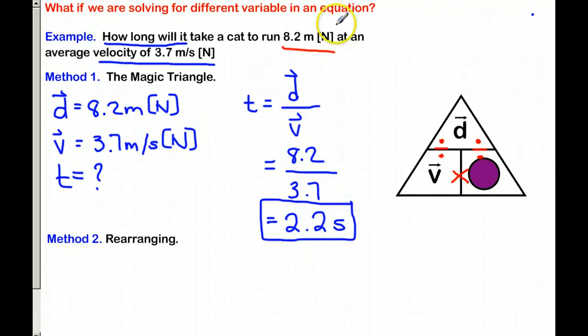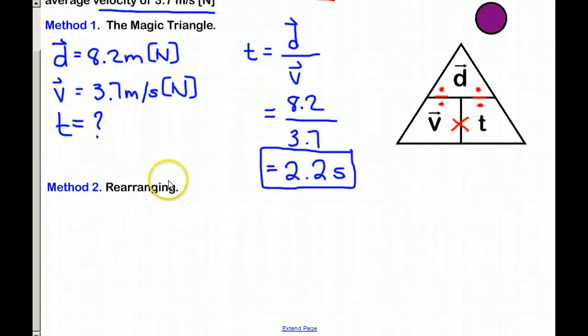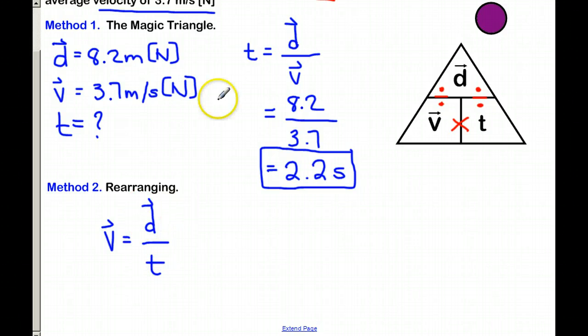Okay, if this is a method that you've never seen before or you don't like or you're not too sure exactly if it's going to work for you, there is the other way of just mathematically rearranging, and I'm going to show you this way as well. So we have our given information here. We start out with the original equation. Velocity equals displacement over time. We are trying to solve for this variable.